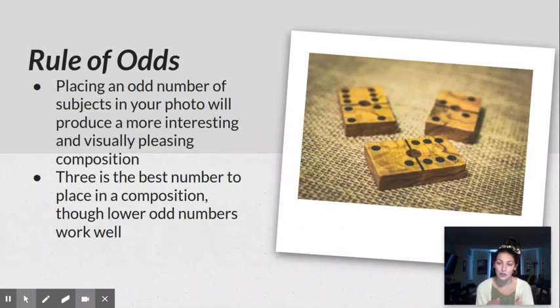5 and 7 are still good, but the more odd numbers you go up, the less pleasing it will be to look at. The strength of the composition decreases progressively as you increase the number of elements in the frame. So try and stick to 3 and you will be golden. Just remember that number.